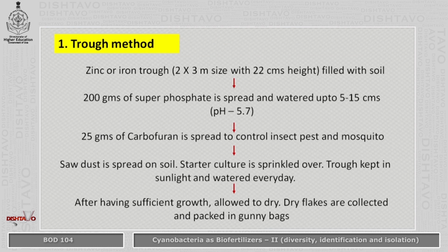The first one is the trough method, wherein zinc or iron troughs are used with specific dimensions and they are filled with soil. Further, 200 grams of superphosphate is spread and is watered up to 5 to 15 centimeters and the pH is maintained at 5.7. Further, 25 grams of carbofuran is spread to control insects, pests and mosquitoes. Further, sawdust is spread on soil and the starter culture is sprinkled over.